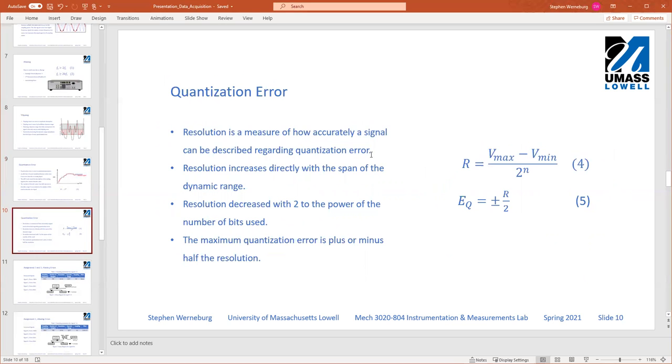So resolution is a measure of how accurately a signal can be described regarding quantization error. Resolution increases directly with the span of the dynamic range, and resolution decreases with 2 to the power of the number of bits used. And these traits are shown in equation 4. The maximum quantization error is plus or minus half the resolution, as shown in equation 5.